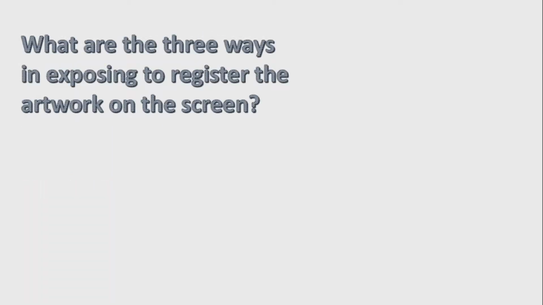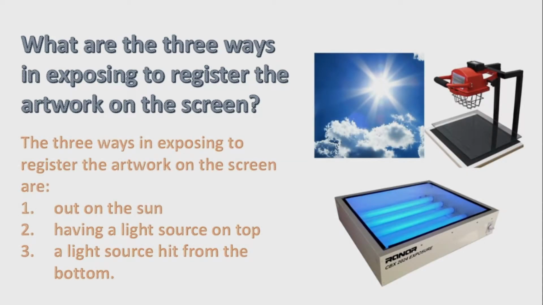Number 14. What are the 3 ways in exposing to register the artwork on the screen? The answer is, the 3 ways in exposing to register the artwork on the screen are: 1 is, out on the sun, 2 is, having a light source on top, and 3 is, a light source hit from the bottom.